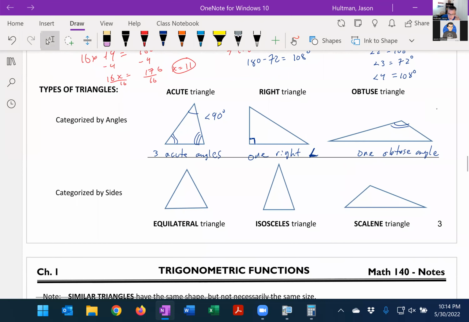Okay, we can also categorize triangles by sides. Equilateral triangle, I'm going to use these tick marks to say, hey, all 3 of those sides are the same. They are congruent. So 3 congruent sides is an equilateral triangle. Isosceles triangle has 2 sides that are the same. So 2 congruent sides. And a scalene triangle has no sides that are the same. They're all different. So no congruent sides.